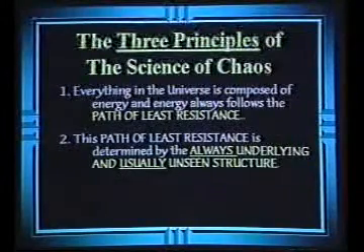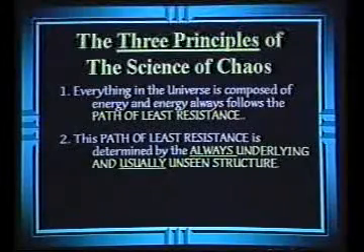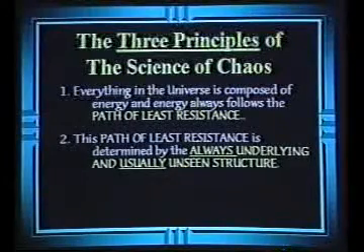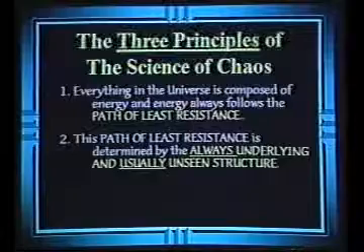The second principle is that this path of least resistance is determined, and this is very important, by the always underlying and the usually unseen structure. That means that what we see with our eyes, the visual part of our life, always has an underlying structure. For example, if you have a stream going down the mountain, the riverbed, the underlying structure, determines the behavior of that stream. So if that stream is broad and wide, it's going to go slow, and it's going to be a calm, smooth pond.